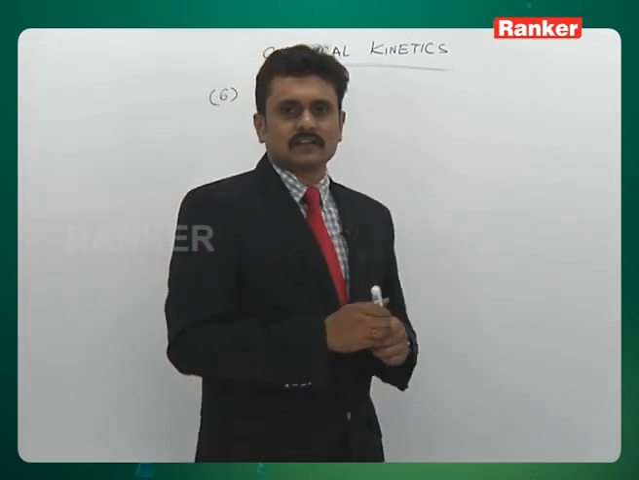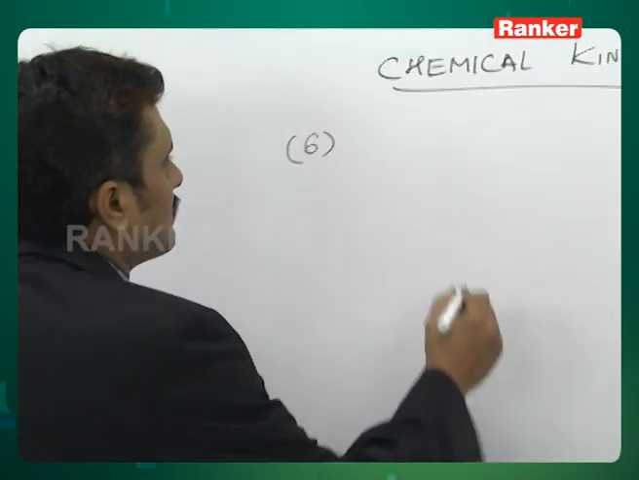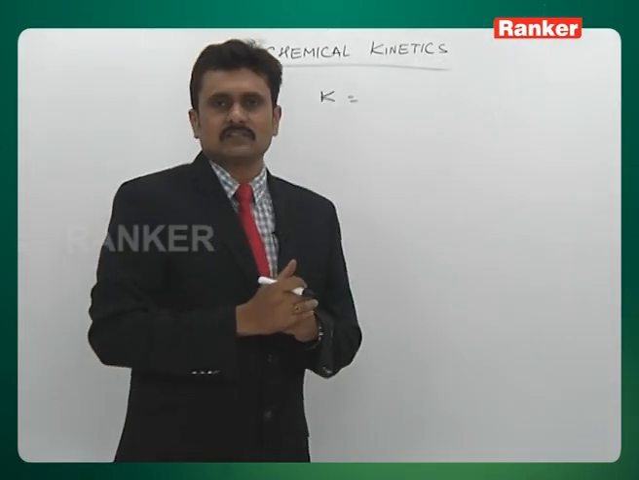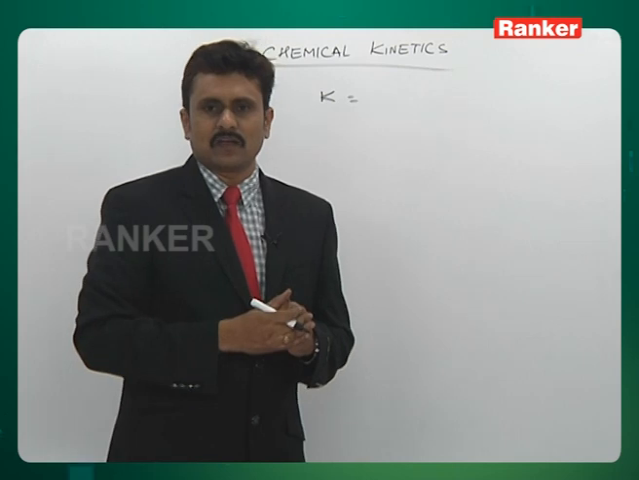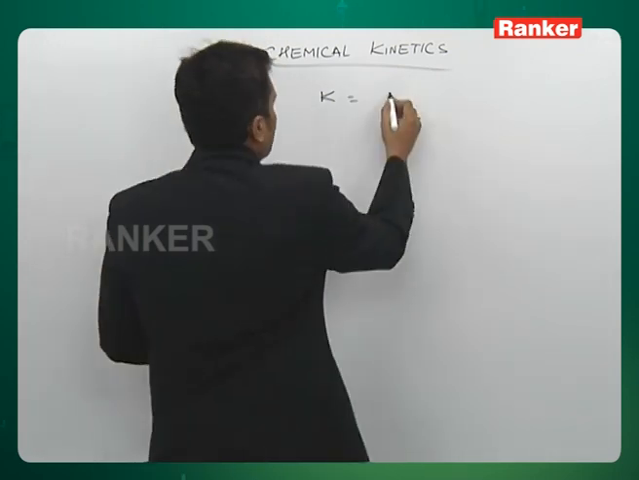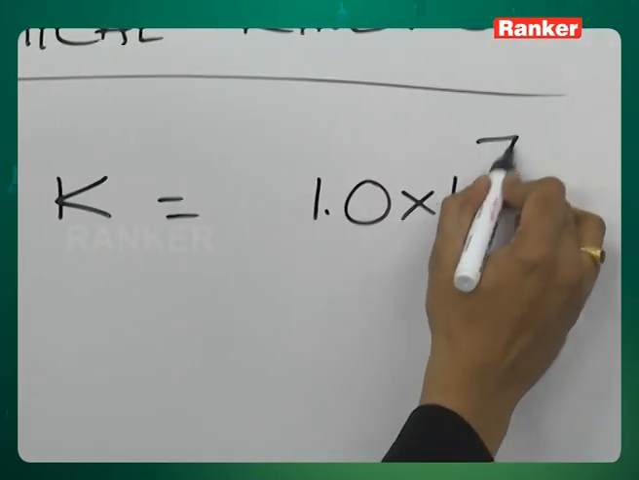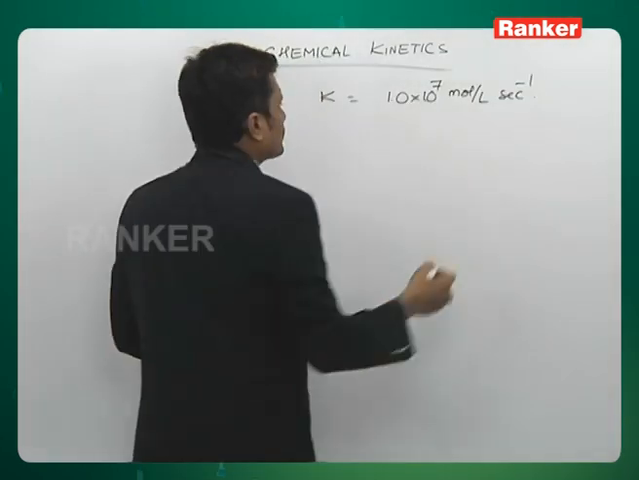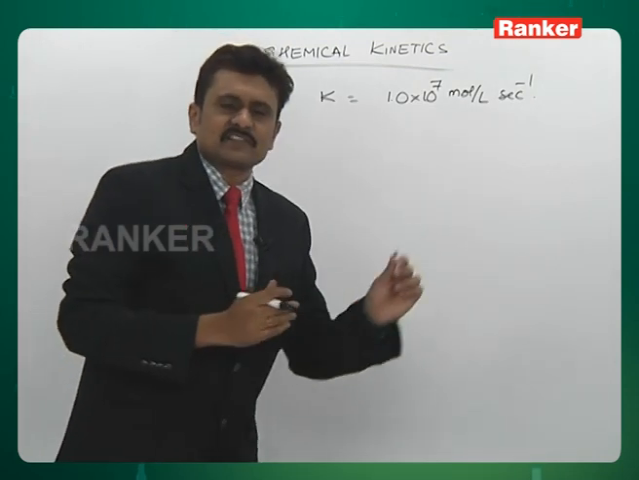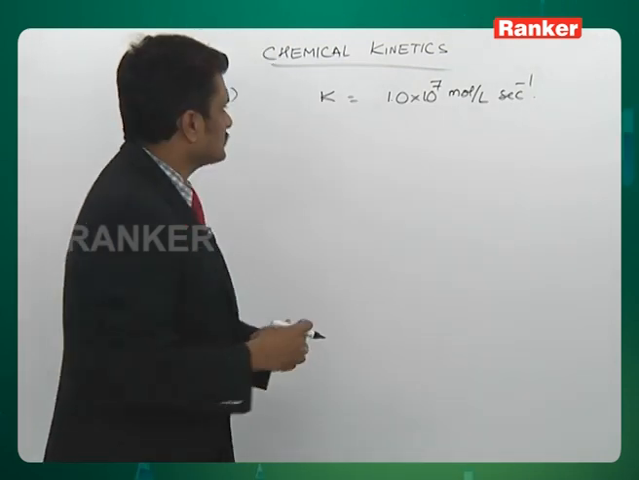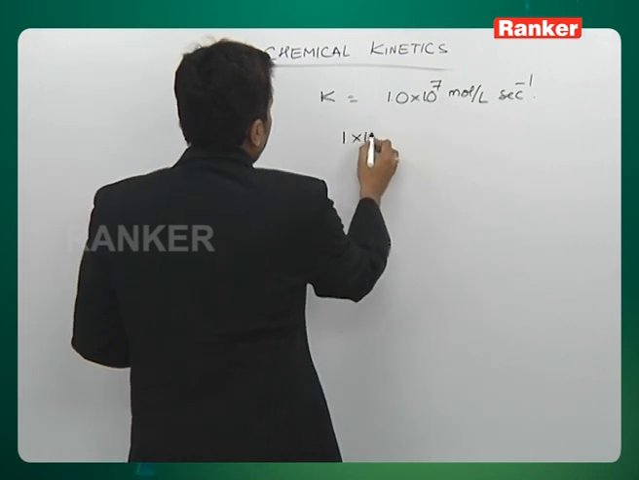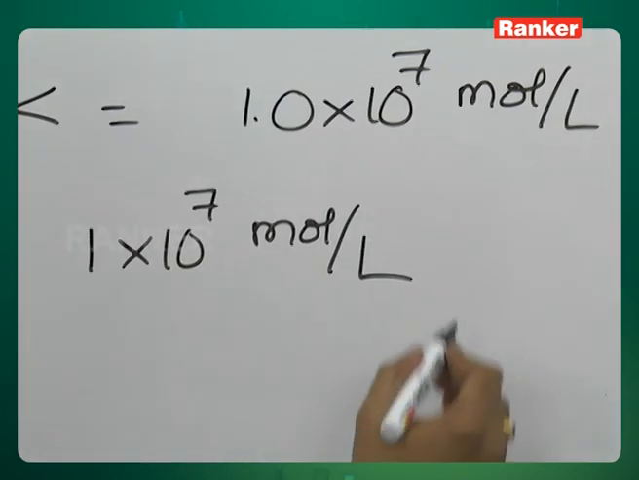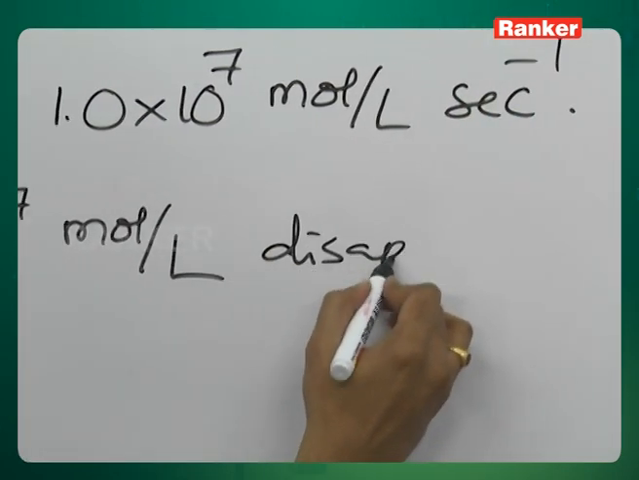What I mean to say is that you have been given the value of K for the disappearance of this H plus containing drop as 1 into 10 to the power 7 mole per liter per second. This information clearly indicates that if your drop, which contains H plus ion, has this much concentration, it disappears in 1 second.